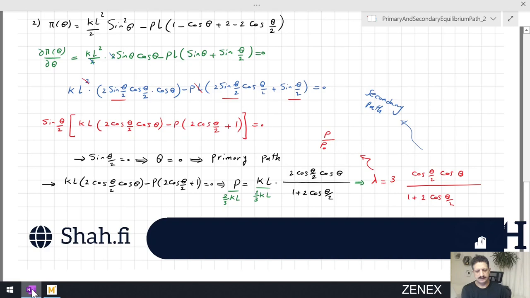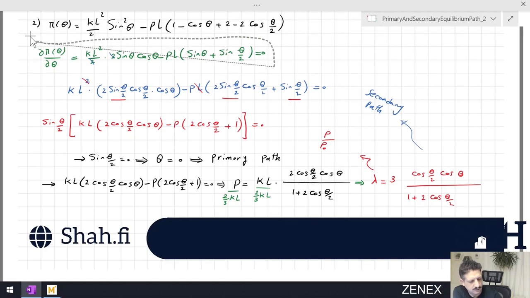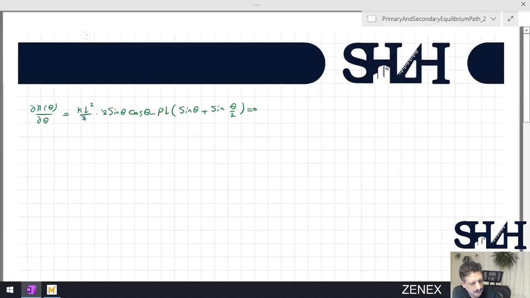Now the next step is to calculate if the system is stable or is not stable. For that reason, we need to take the second derivative of the total potential energy. I take the second derivative. So it will be KL² cos θ minus sin θ minus PL cos θ plus 1 over 2 cos(θ/2).